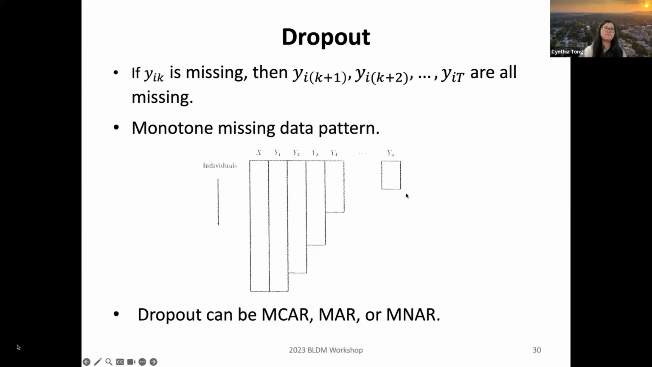And dropout can be missing completely at random, or missing at random, or missing not at random. It's not associated with any particular missing data mechanism. It's just observed very often in longitudinal studies.